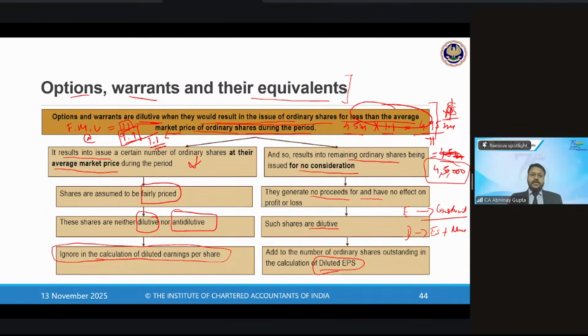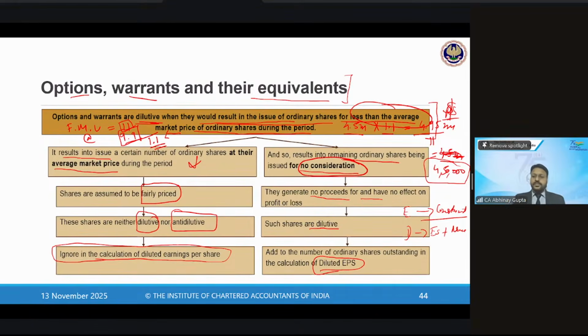So 5 rupees into my total number of shares, divided by the fair market value, right? So 1 lakh shares into my 5 rupees divided by 20 rupees, 25,000 is the number of shares equivalent to this benefit, which is being issued for no consideration to the employees. Is that clear?